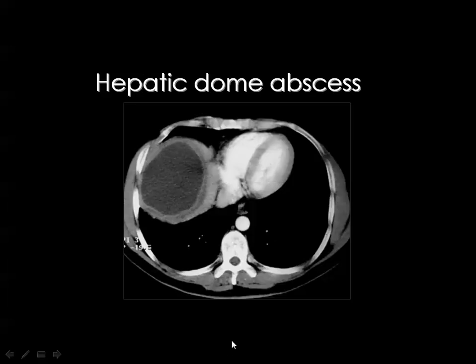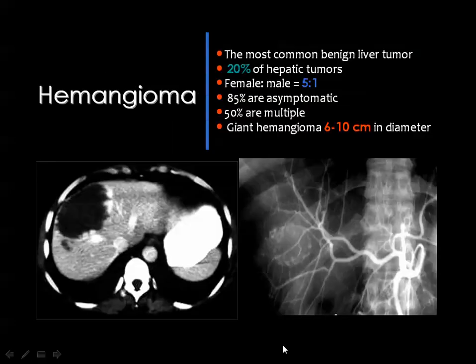And this is a classic appearance of an abscess in the dome of the liver, showing enhancing margin of regular thickness and a halo of abscess edema in the surrounding liver parenchyma.